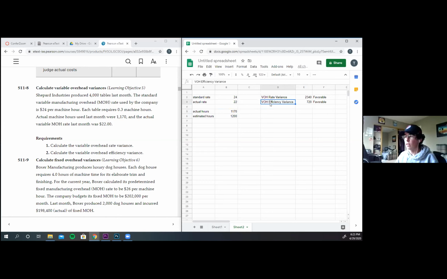And then for the next one, you got the variable overhead efficiency variance, and for that one you need the standard VOH rate, which you already got for the last problem, and then you need estimated hours and actual hours. Actual hours are given to you, which we had in the last problem, but the estimated hours you need to calculate by using the results from last month, which is 4,000 tables last month, and then you multiply it by the 0.3 hours per table, and that gets you the estimated amount of hours, which is 1,200. And then to calculate the variance, you take the estimated hours minus the actual hours times the standard rate, and then you get 720. And since the actual hours were less than the estimated hours, the result is positive and favorable. That's the answers.